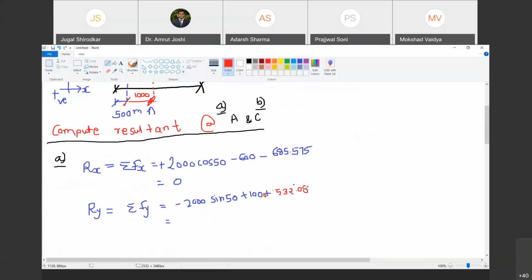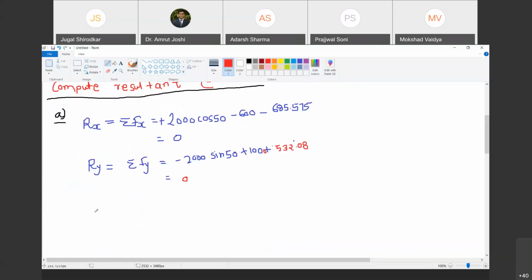532.08. To our surprise, Ry also turns out to be 0. So what is the force resultant? R is equal to square root of Rx square plus Ry square. Do you agree with me? Yes sir. And how much is that? 0. 0. And what is the angle that resultant makes with horizontal?